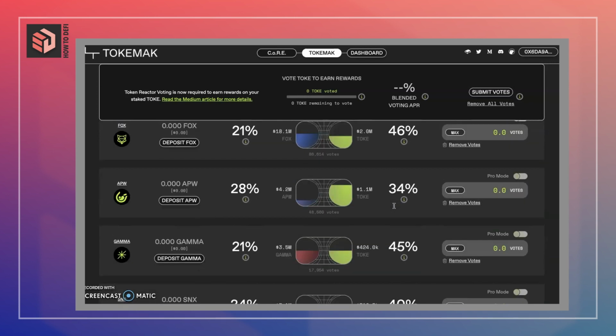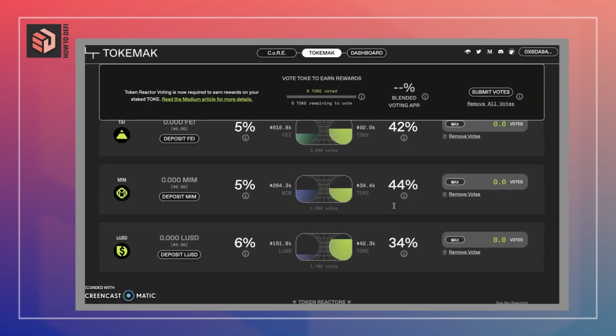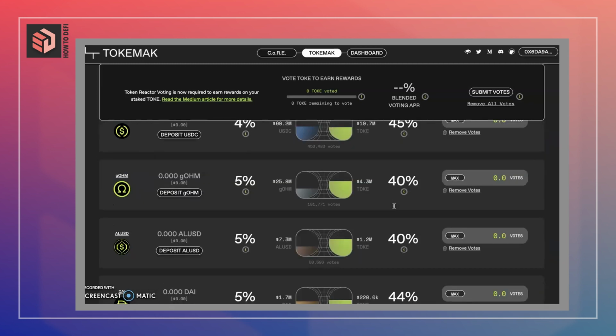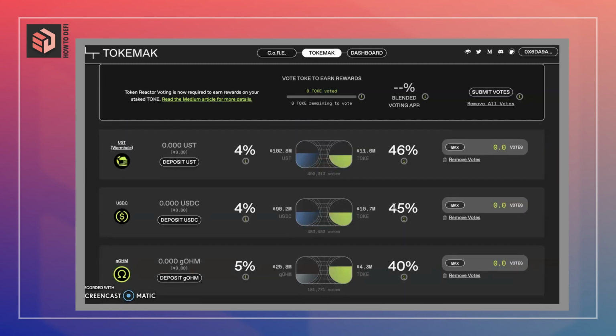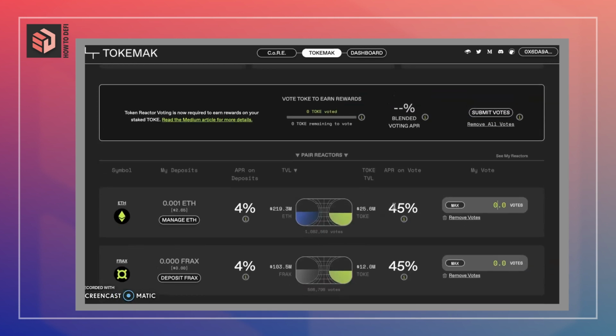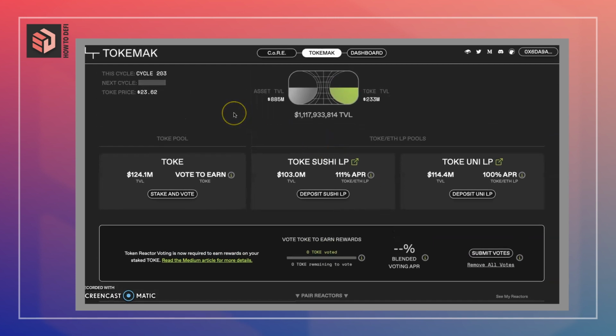So that is it. The decentralized market making protocol that protects liquidity providers against impermanent loss, and that allows you to not just become a liquidity provider, but also a liquidity director, and choose where the protocol's liquidity is directed. This is DeFi 2.0 at its best. Check out Tokemak.